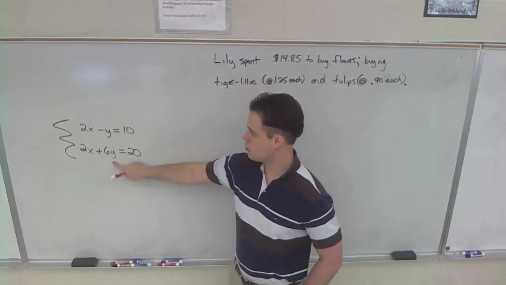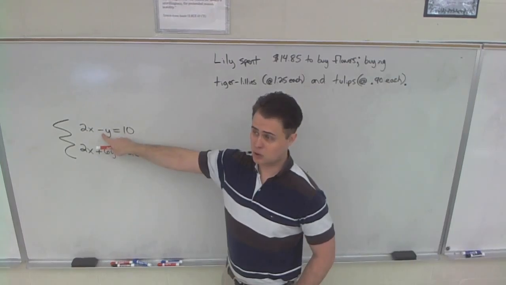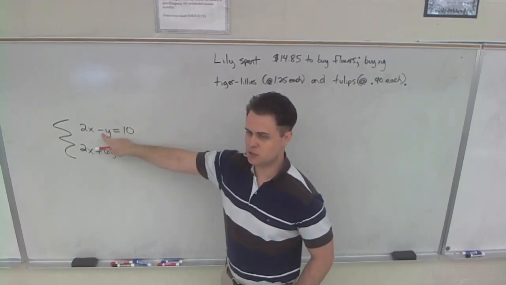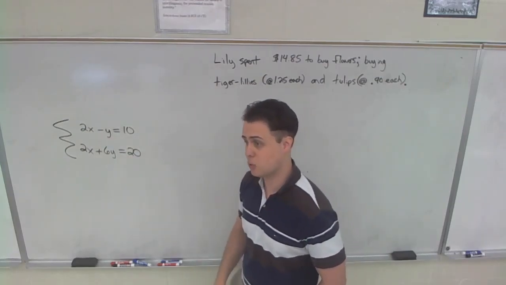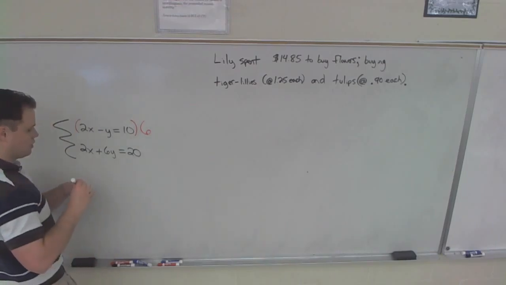If this is 6y, you want this to be negative 6y to make them go away, so multiply it by 6. I'm going to do it this way, so I'm going to target my y's this time. So I'm going to multiply this equation by 6 and write it down again.